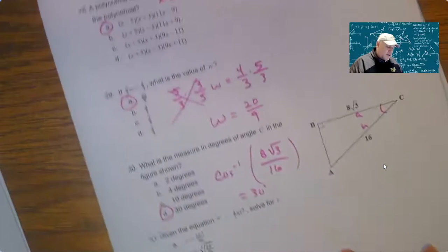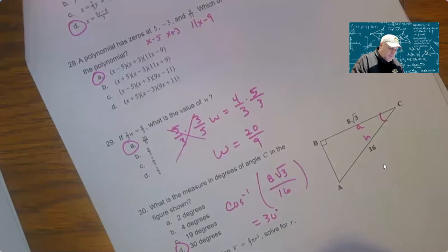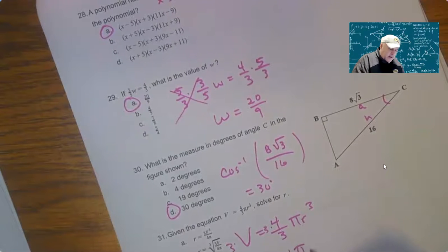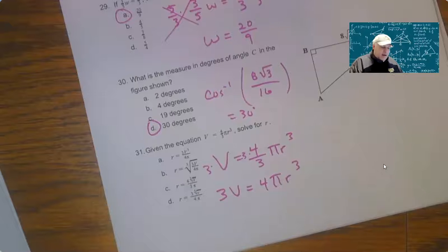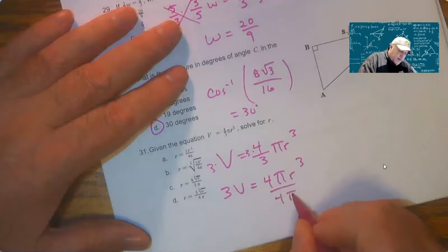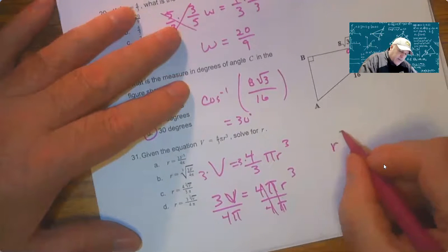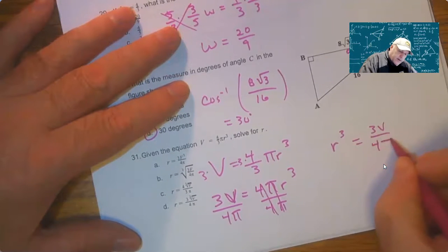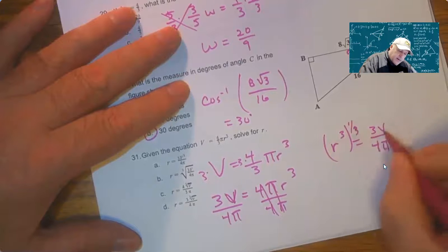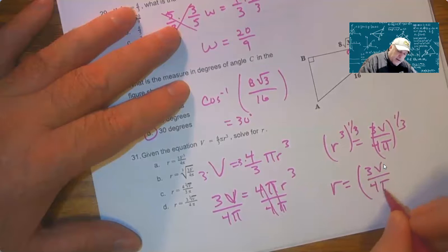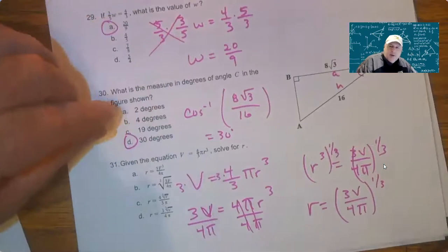Solve for r. So the first thing we want to do is eliminate the bad fractions, 4 pi r to the third. Then we want to isolate the r to the third by dividing by 4 pi. So r to the third is 3v over 4 pi. Now we want to raise this to the reciprocal power. 3v over 4 pi to the 1/3. Now that also means cube root.